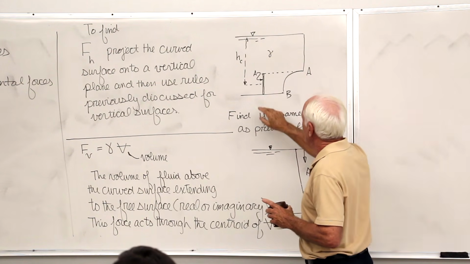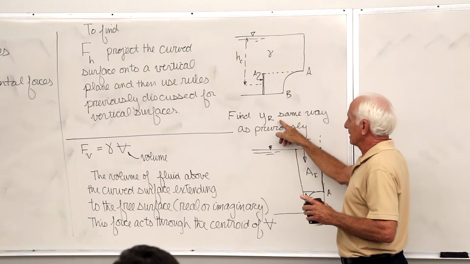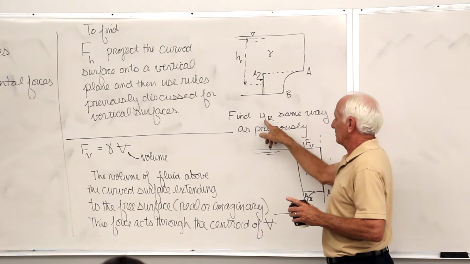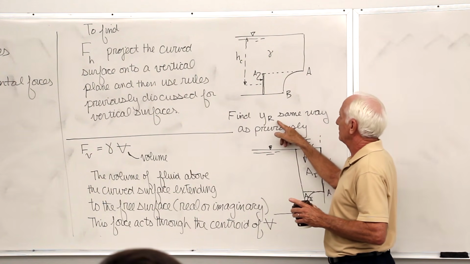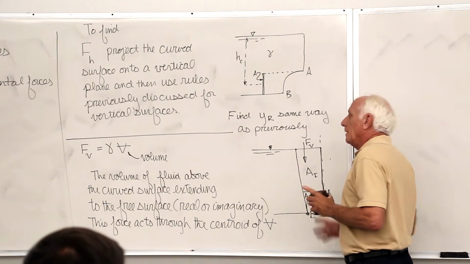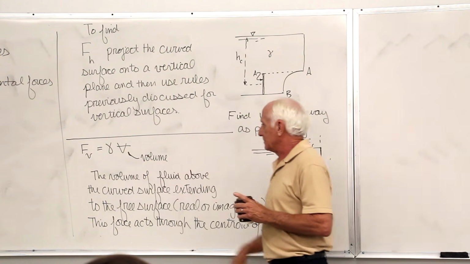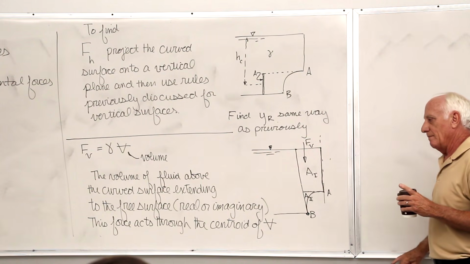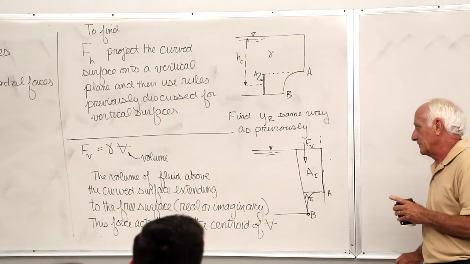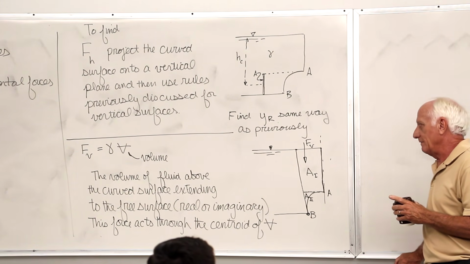You can find the magnitude, F sub r, horizontal. You can find where it acts from the free surface, straight down. H sub c is the same as y sub r. Don't forget, if it's vertical, h's and y's the same thing. Second force, vertical. Define that. Take gamma of the fluid times the volume. What volume? The volume from the curved surface extending vertically up to the free surface, real or imaginary. Where does that force act? It acts through the centroid of that volume V.